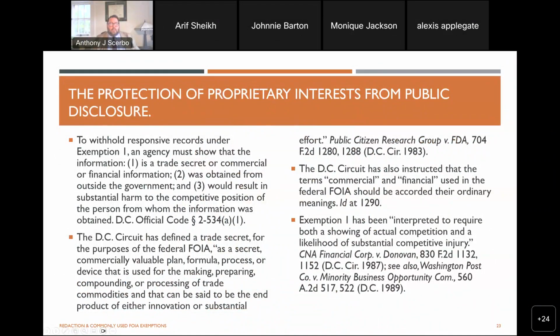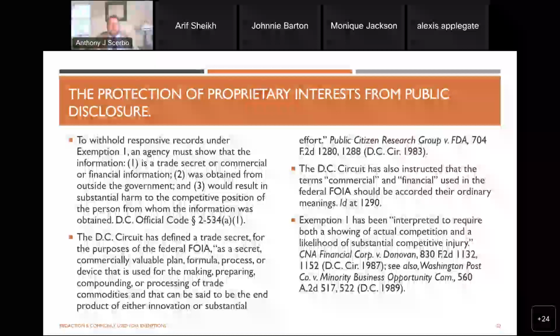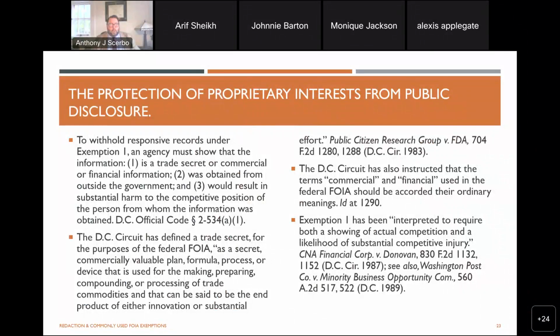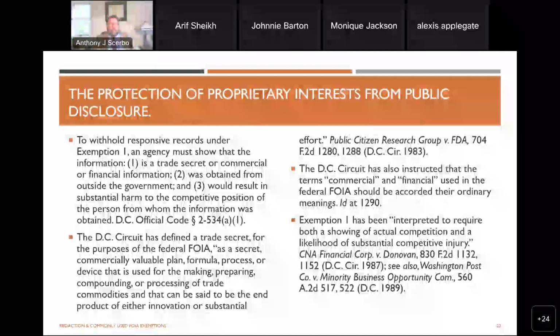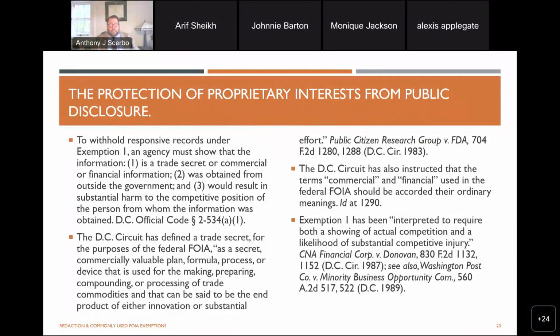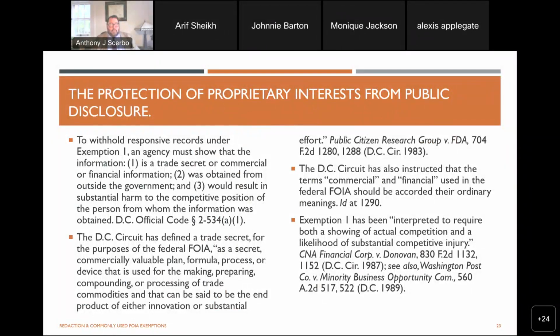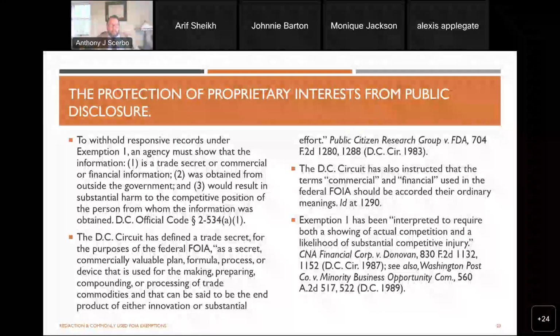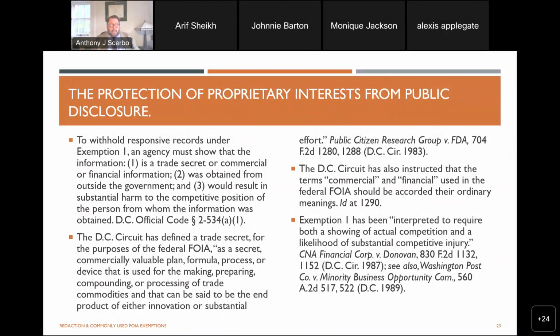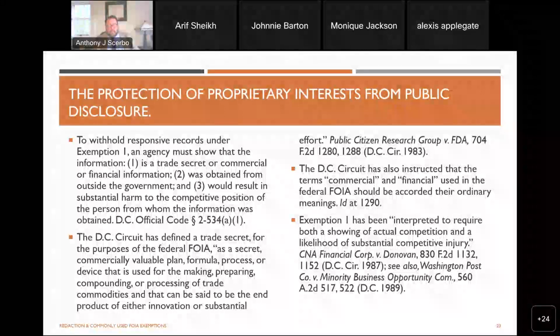To withhold responsive records under this exemption, you have to show the information is, as I said, those three prongs. The circuit has defined a trade secret for the purposes of federal FOIA as a secret, commercially valuable plan, formula, process, or device that is used for the making, preparing, compounding, or processing of trade commodities, and that can be said to be the end product of either innovation or substantial effort. That's a mouthful, but a secret, a commercially valuable plan, a formula, a process, or a device.